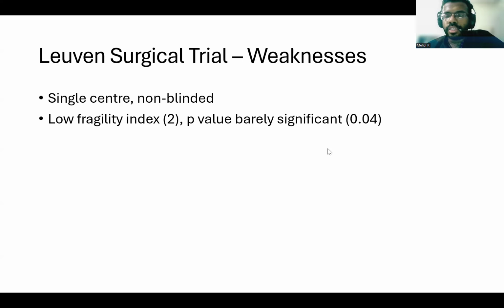Okay, no issue. It's basically the number of patients in the study who should have a different outcome for the overall outcome of the study to change from positive to negative or negative to positive. So this fragility index is two. You only need two patients to have a different outcome for the entire trial to change from positive to negative, and the p value was barely significant at 0.04.